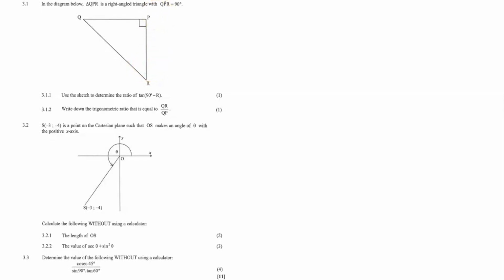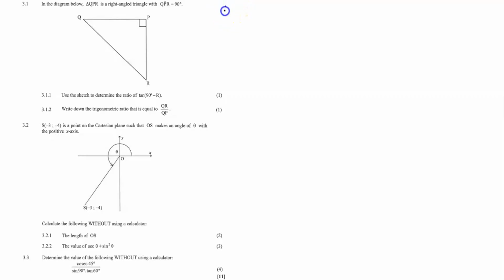Welcome back. Now we move on to question 3. In the diagram below, QPR is a right angle triangle with angle QPR equal to 90 degrees. Now they say to you, use the sketch to determine the ratio of tan (90 minus R). Now tan (90 minus R) is which angle between these three? Now it must be angle Q. Why is it angle Q?